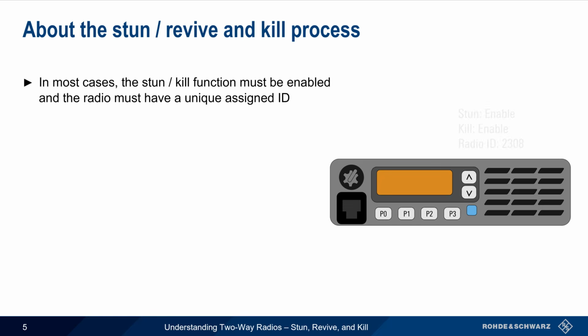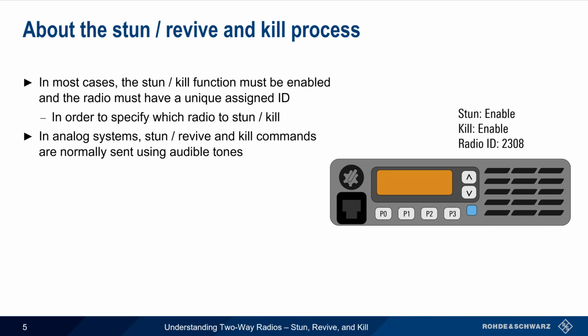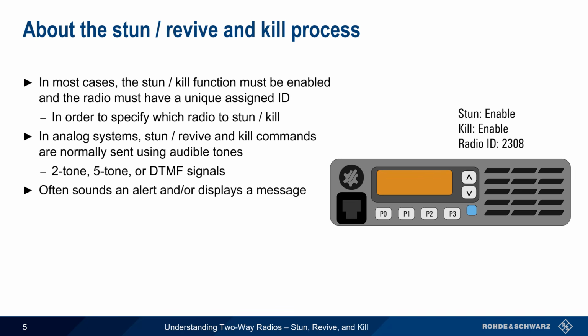In most radios, the stun or kill function must be explicitly enabled, and the radio must have some kind of assigned ID. This is needed in order to specify which radio is to be stunned or killed. The stun, revive, and kill commands are normally sent over the air as audible tones, using common tone systems such as two-tone, five-tone, or DTMF. If a radio has stun or kill enabled and receives the tone sequence, often the radio's ID, it sounds an alert and/or displays a message, such as "sorry, killed," etc.